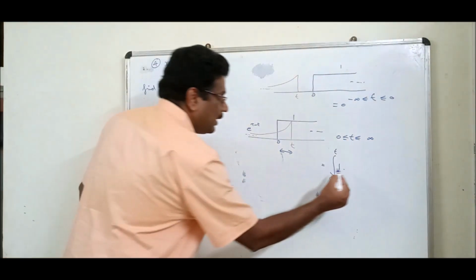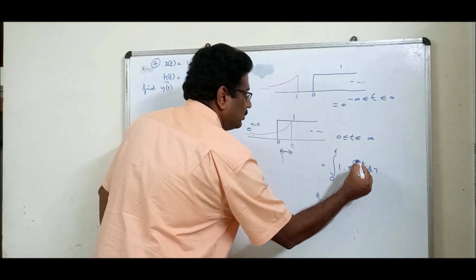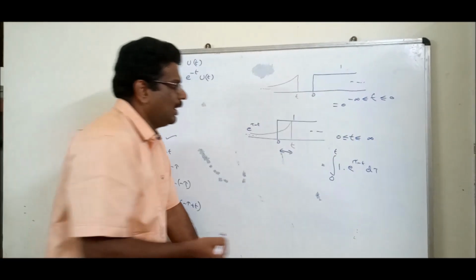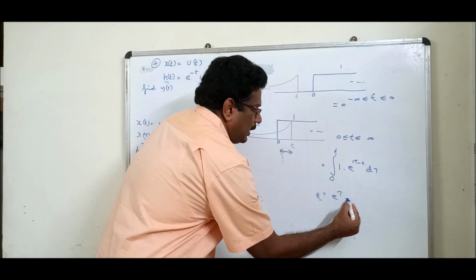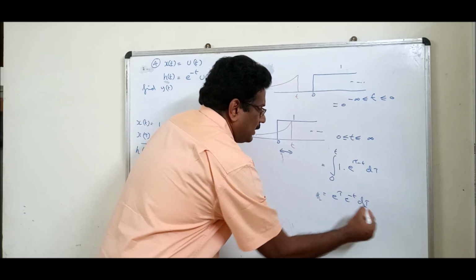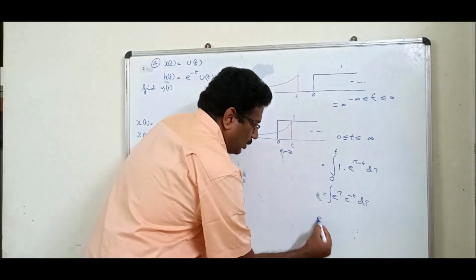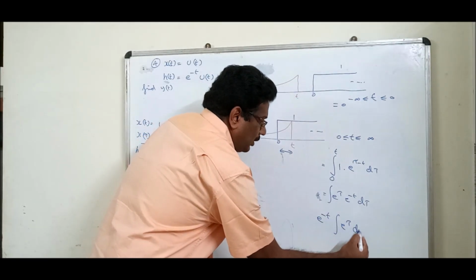This will be e power tau minus t d tau. Now I have to just do the integration. I have to get the answer. If you can break it, it will be integration of e power tau, e power minus t d tau. Am I right? So integration is with respect to tau. E power minus t you take it outside, e power tau d tau.